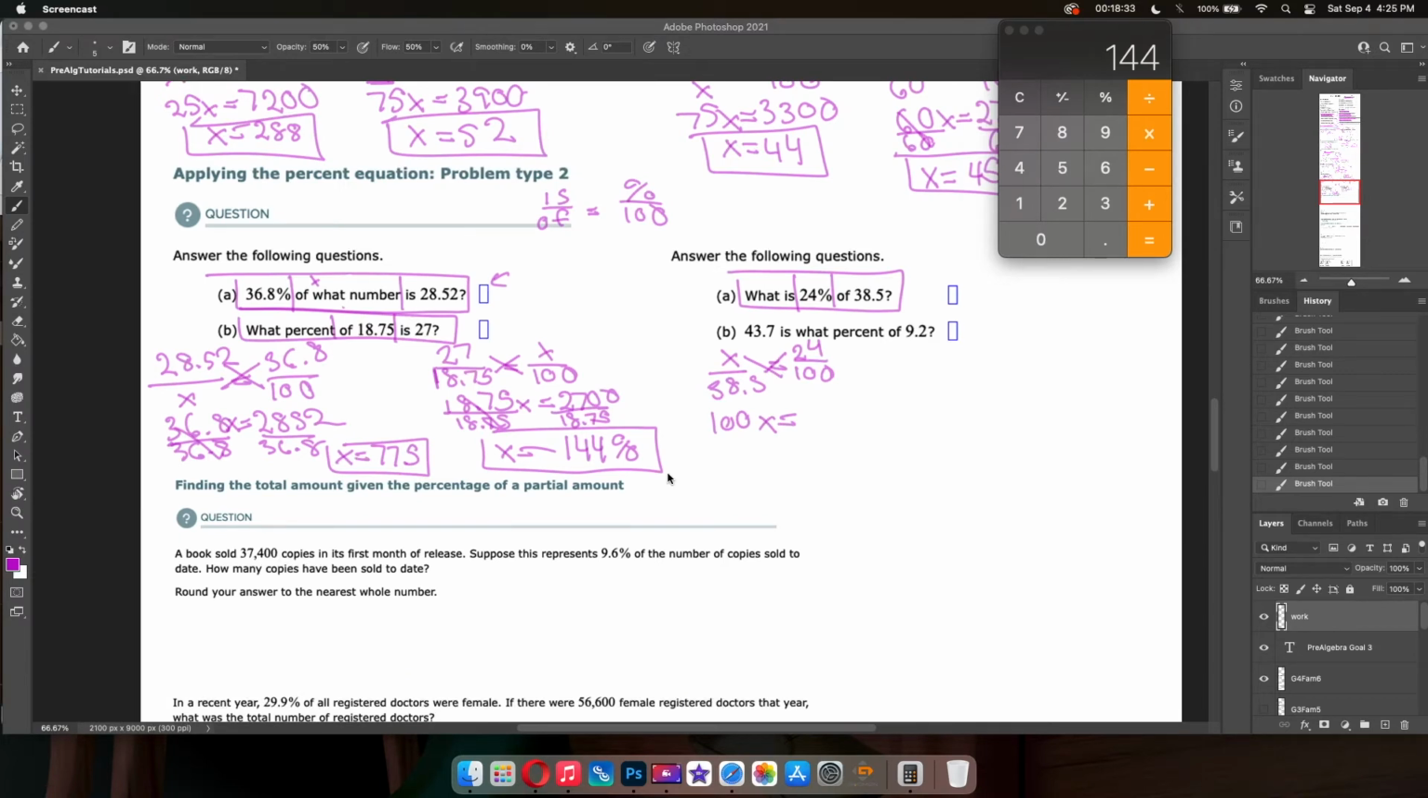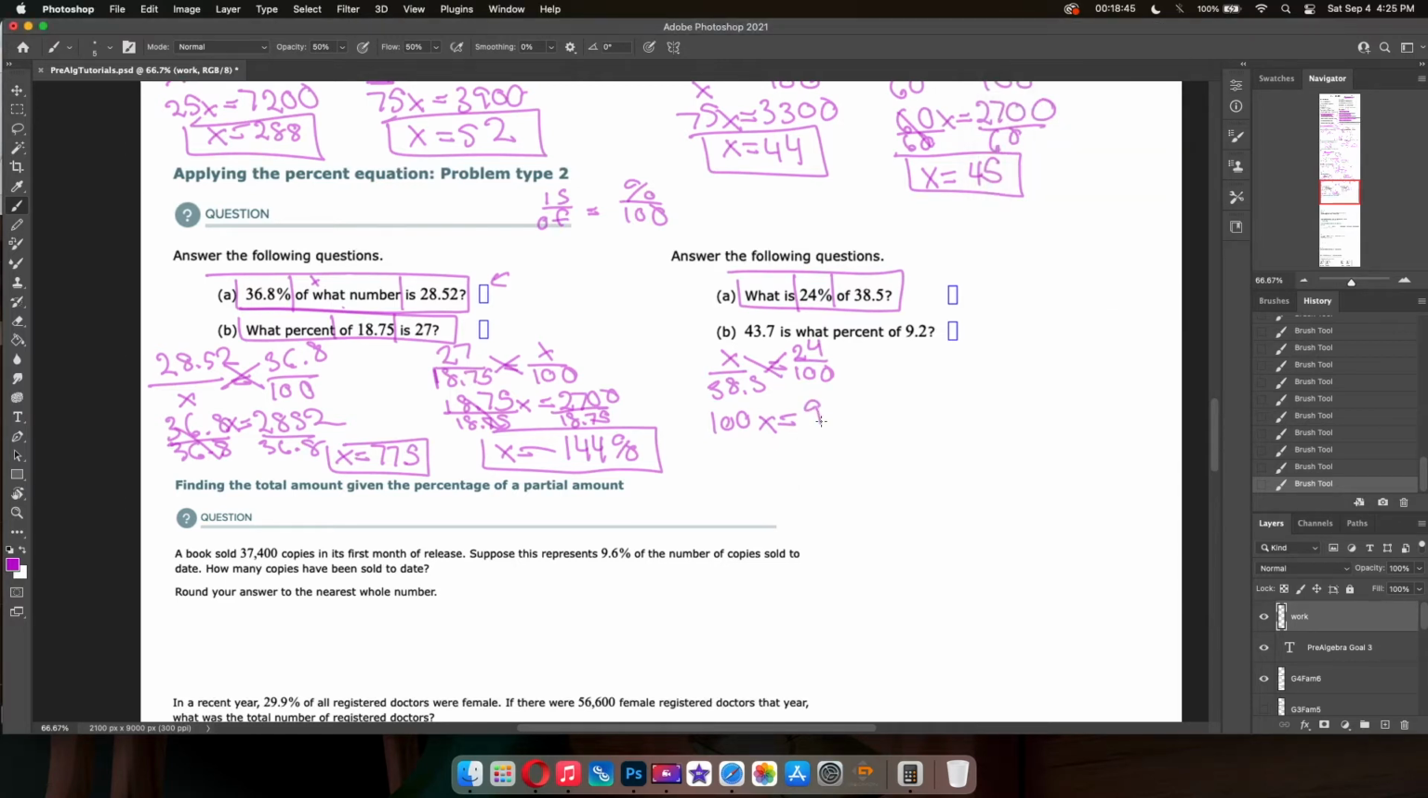What was I in the middle of doing? 24 times 38.5. And we have 924 divide by 100. Divide by 100 means we move it over 2 places. X equals 9.24. Not so bad. Box off the next one.